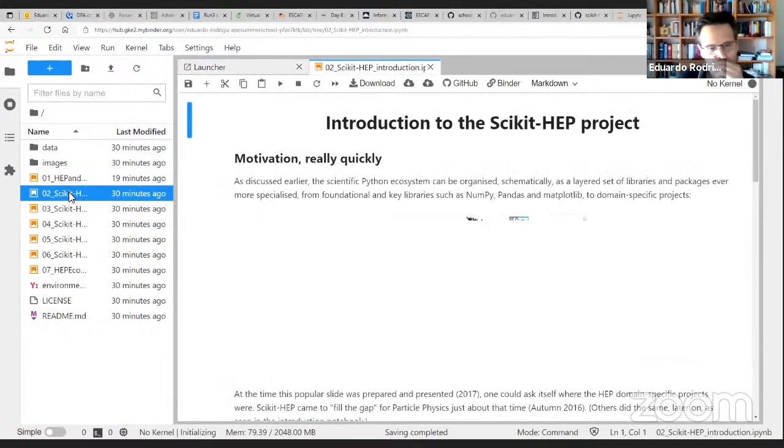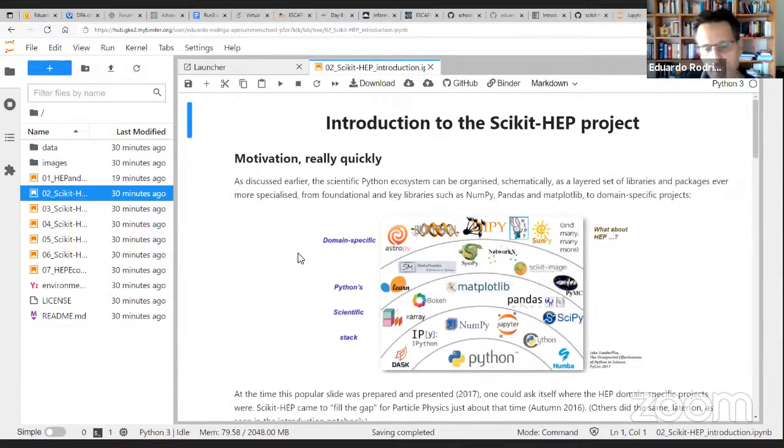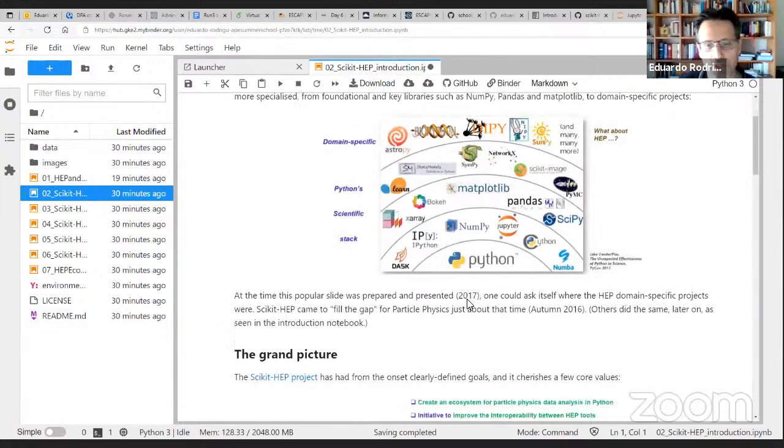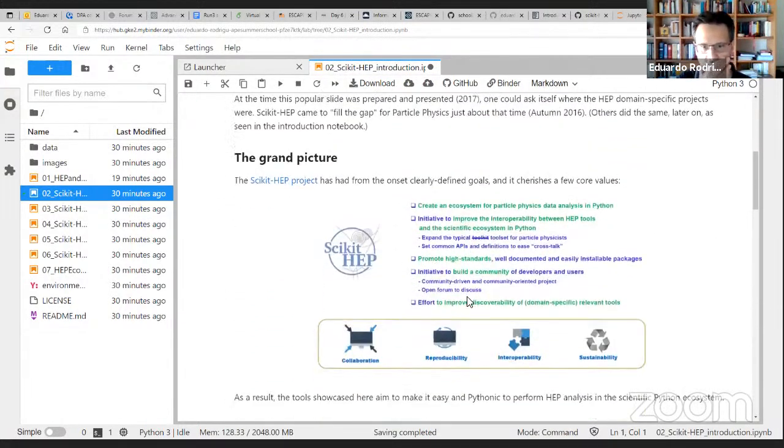At some point, I'll stop after the introduction for maybe some trivial questions before we dive into more specifics. But let me just give a proper introduction to Scikit-HEP. I mentioned the two notebooks I had prepared separately. The main idea of the project had always been to create an ecosystem for particle physics data analysis in Python, and build it around a proper community of developers and users, because in the end you want to have both people talking to each other in both directions.